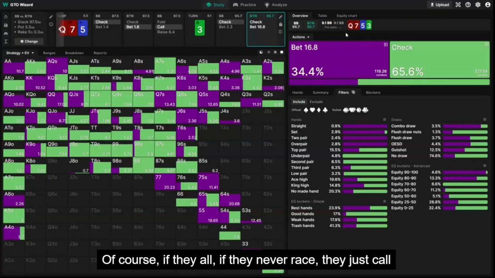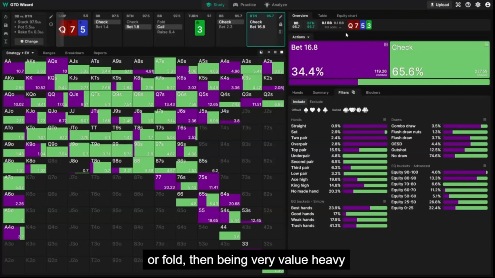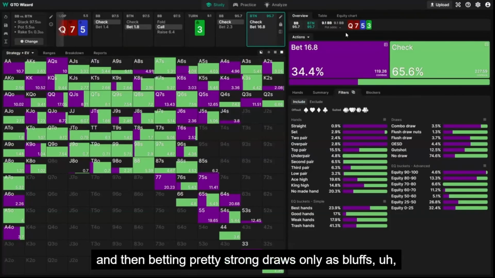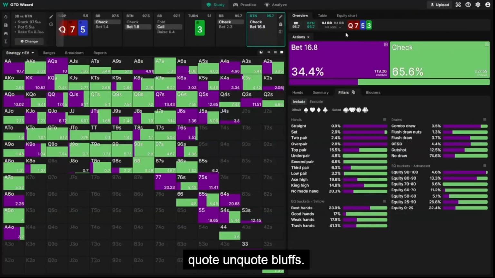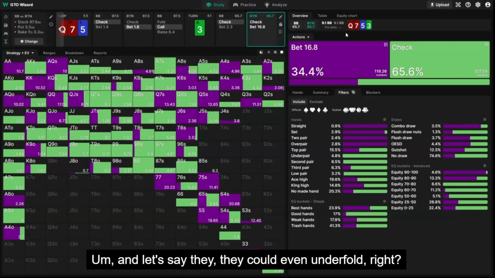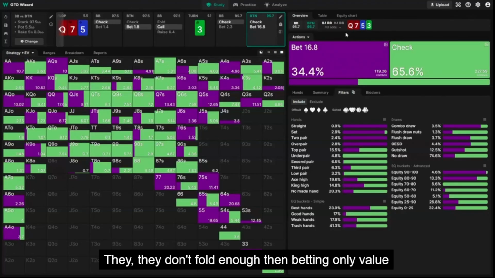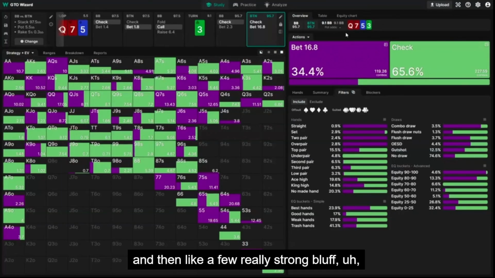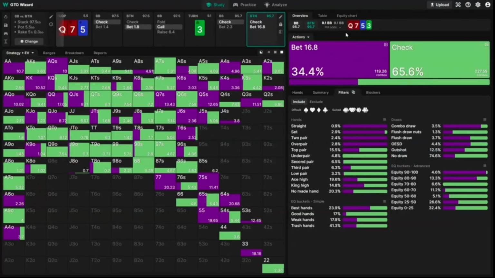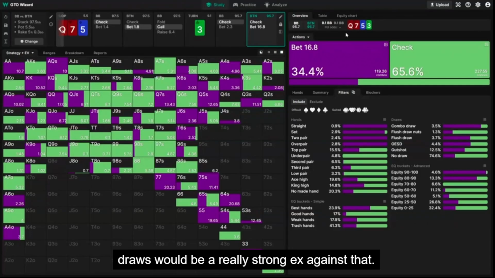Of course, if they never raise, if they just call or fold, then being very value heavy and betting pretty strong draws only as bluffs, quote unquote bluffs. Let's say they could even underfold, right? They don't fold enough. Then betting only value and a few really strong bluff draws would be a really strong exploit against that.